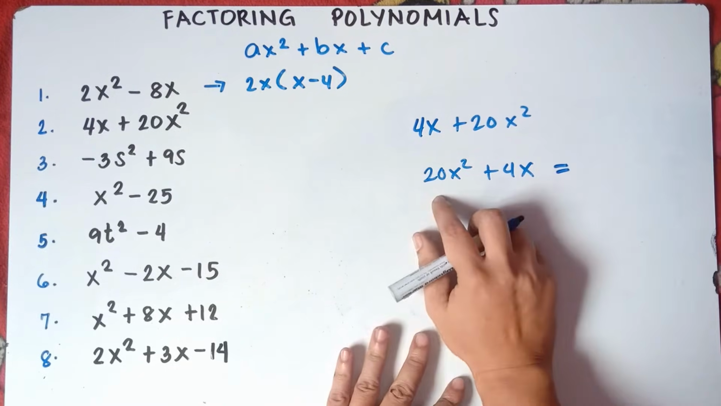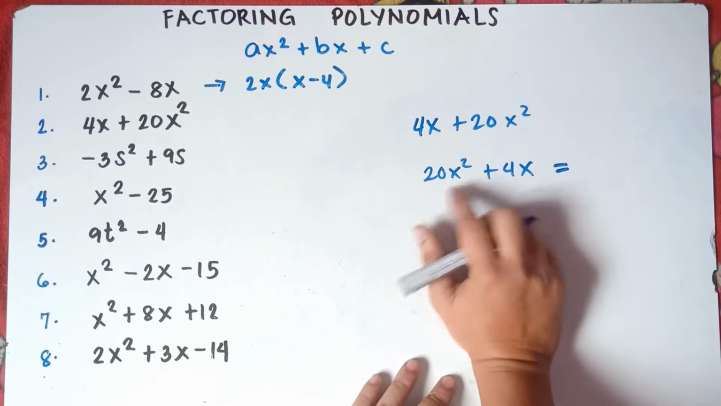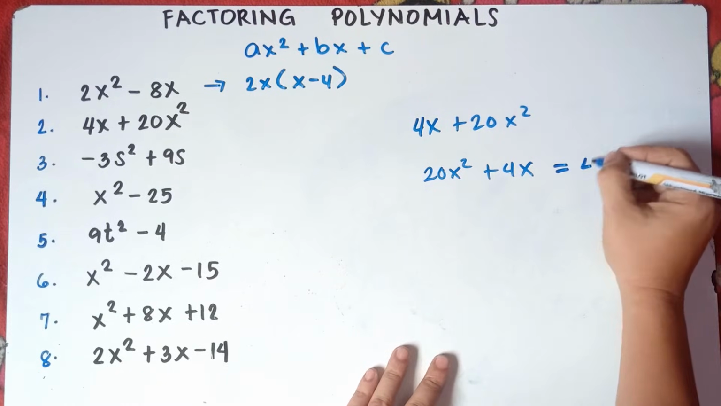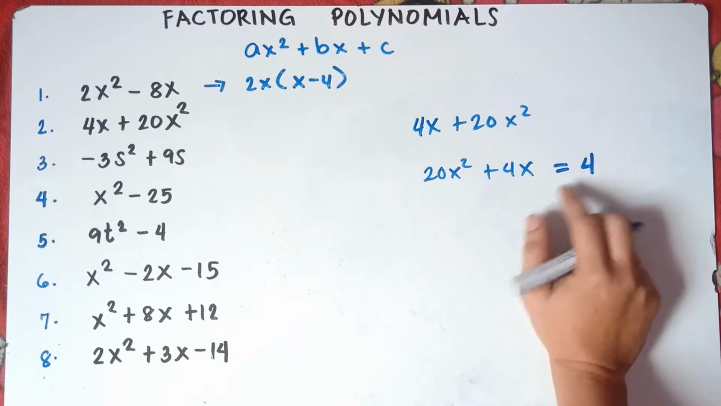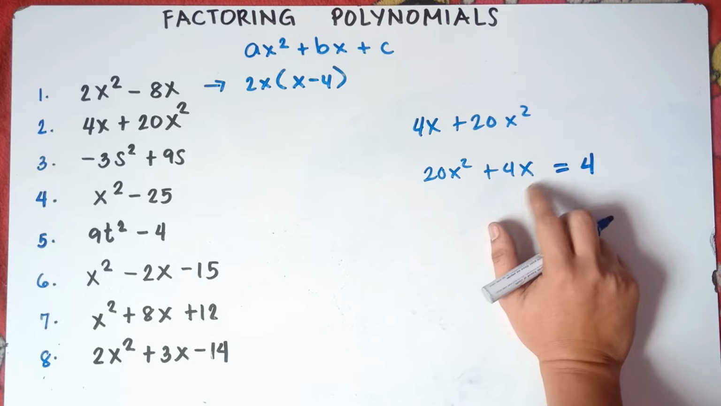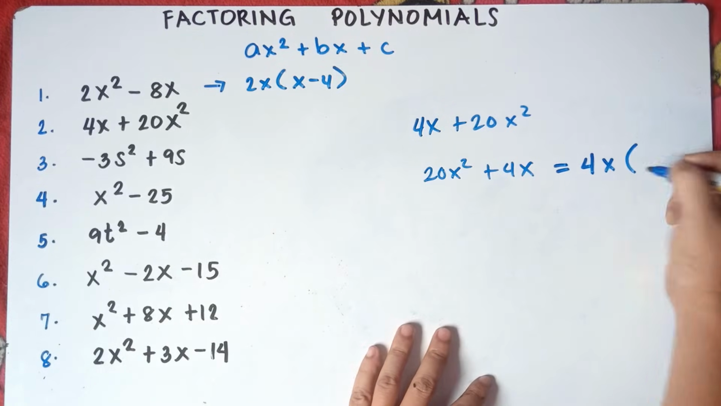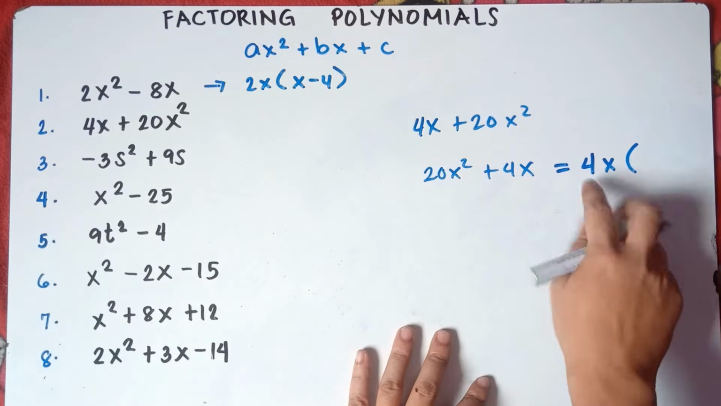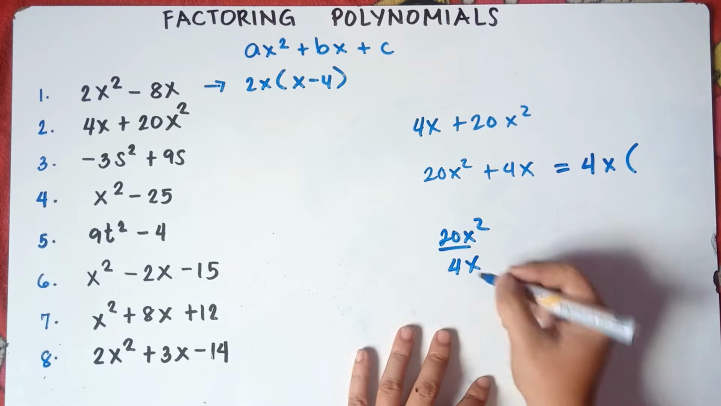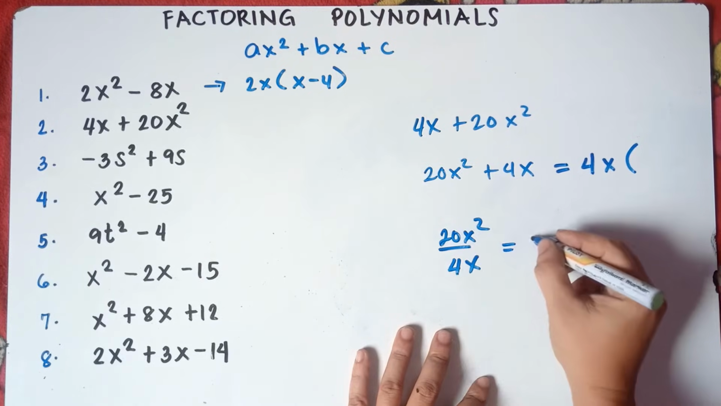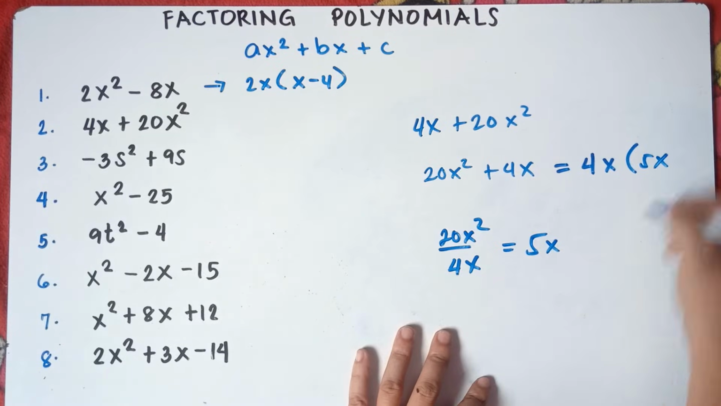Alright, so what would be the greatest number that we can divide 20 and 4 by? Of course, that would be 4, right? You can use 2, but 2 is smaller than 4, so we will be using 4. And for the variable, just simply copy the variable with the least exponent, so that would be x. Then divide: 20x squared divided by 4x. 20 divided by 4 is 5. X squared divided by x is x, so 5x.